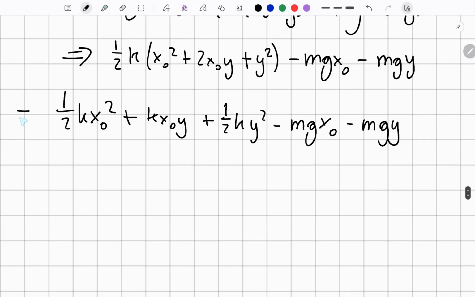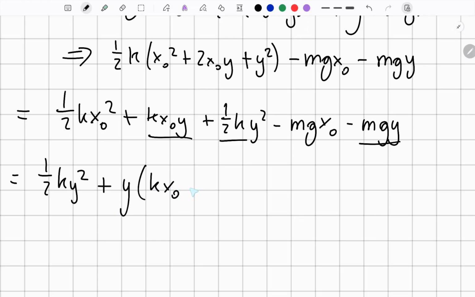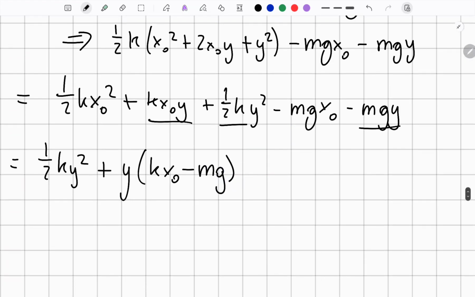From this point, you can see here, we're going to want this 1/2 ky squared. That's what we're trying to show this is equal to. So pull that over here. Now from these two terms, we can factor out a y. We're going to be left with kx naught minus mg. And that leaves us with 1/2 kx naught squared minus mg x naught.